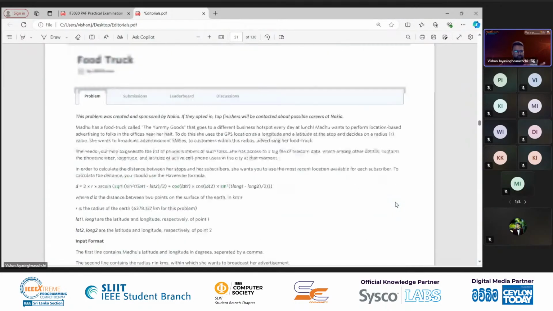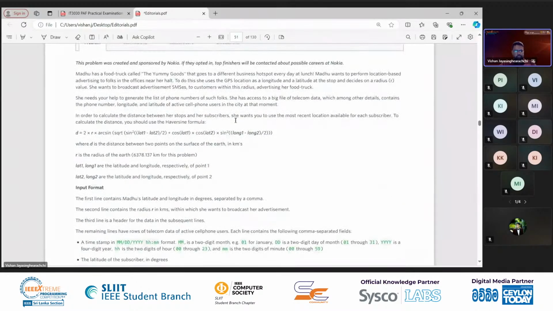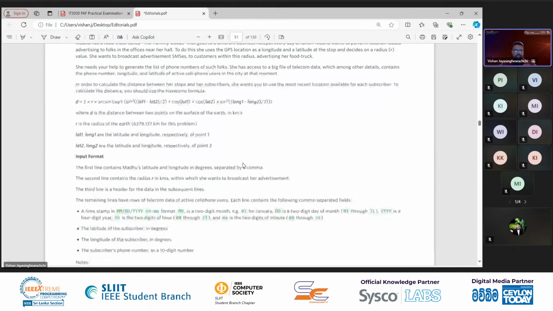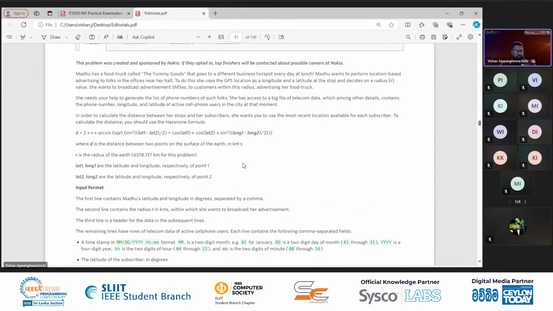I won't explain this in detail, but simply put, what needs to be done in this question is, there's a certain food truck called Yummy Goods. The owner of this food truck wants to see who's within a 1 kilometer radius of the truck, and wants to send an SMS to the people located within 1 kilometer of it. To do that, the owner has a data set containing the last known GPS location, the latitude and longitude values, for each mobile number. So basically they have a list of mobile numbers plus their last known lat long values.